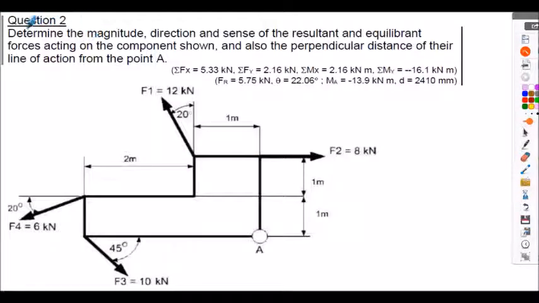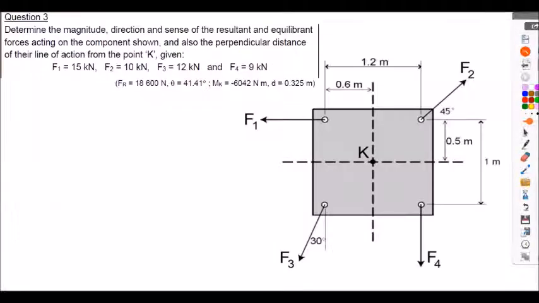Question 2 for you to solve. Answers shown again in the brackets. Be careful with this angle that's shown here of 20 degrees to the vertical. And finally, question 3, resultant force, out of balance moment and offset shown here.